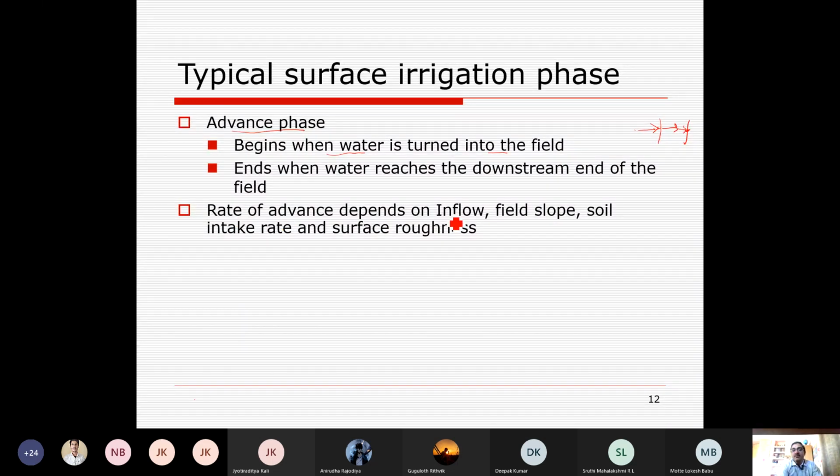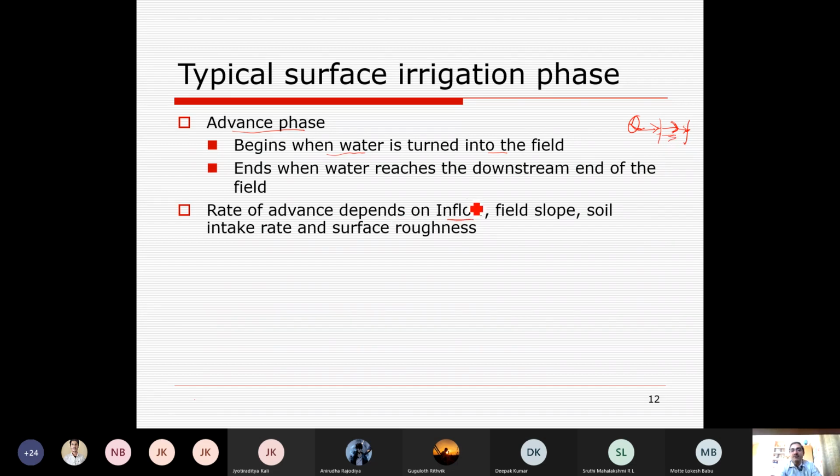Rate of advance depends on inflow. What is the size of the stream? Rate of advance means how fast it is covering the field with water. That depends on the size of the stream. If you are applying a high amount of water, it will go fast. If it is less, it will be reduced.